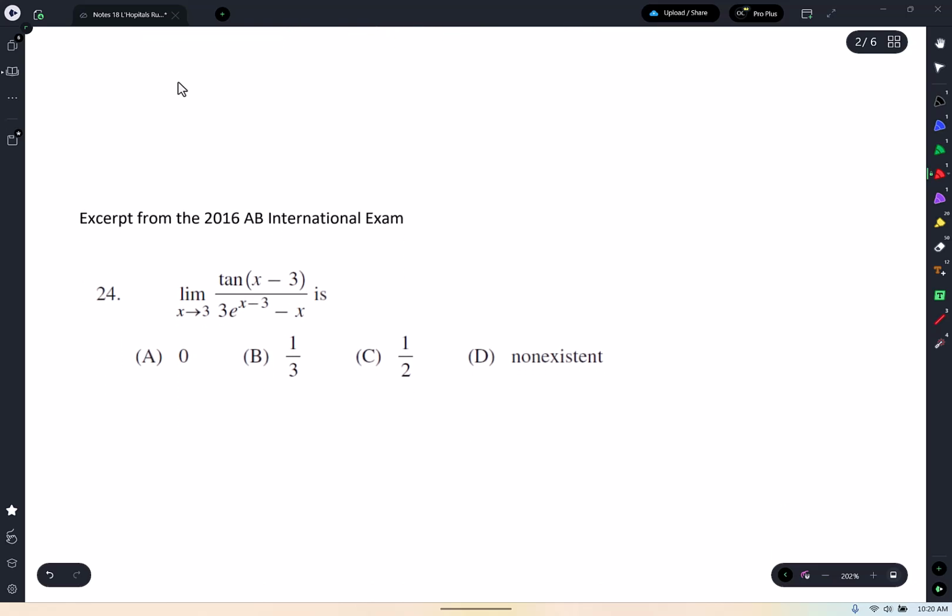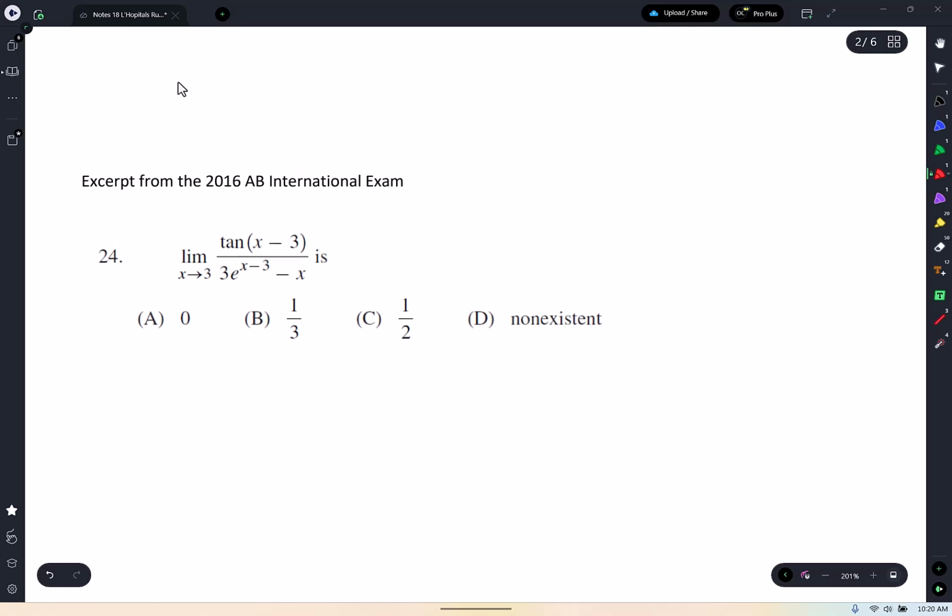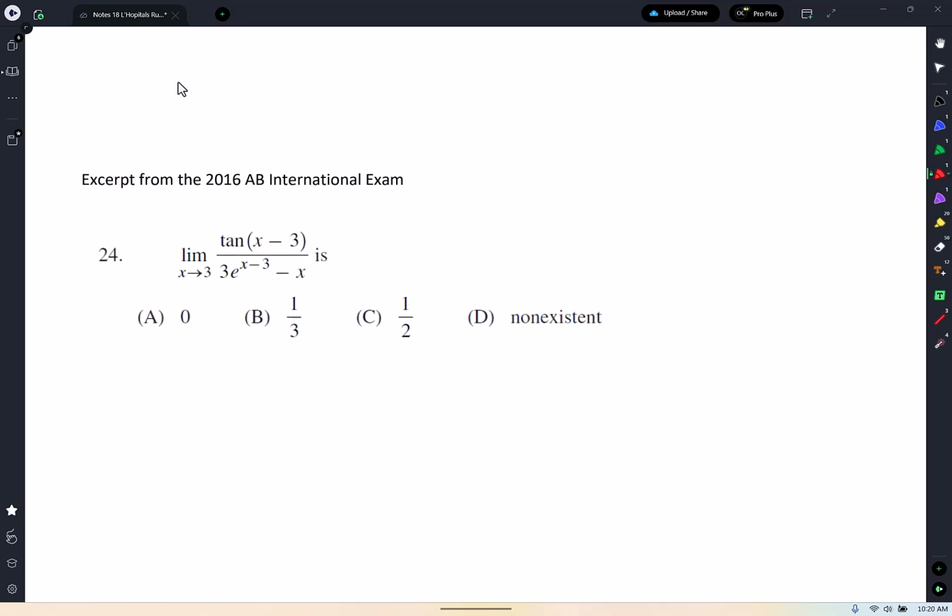All right, so here we go. We got another one here. I didn't put the percentages. I don't remember if that one didn't have it or if I just didn't put it in there. Let's do it together first. I'm going to go numerator first. Limit as x approaches 3 of tan x minus 3. That is tan of 0, which is 0.